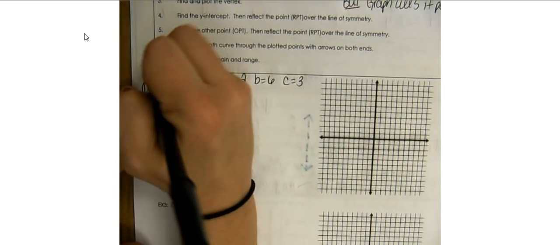So step number 1, since a is the number 2, so a is equal to a positive number, that means that it's going to open up. And so our parabola is going to be looking like a U that's smiling at us.